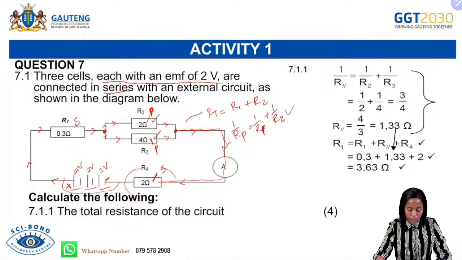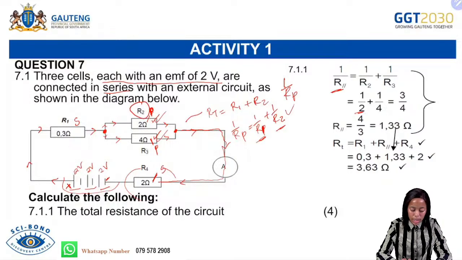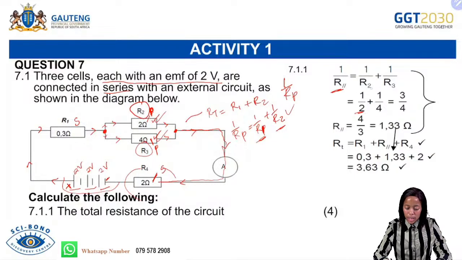So now for the total resistance, where can you start? You can start by calculating the resistance in parallel. So for the resistance in parallel, it's going to be 1 over R parallel, or 1 over RP, is equal to 1 over R1 plus 1 over R2, or you can look at what it is that you are given. In this case, we are given R2 and R3. So we can write 1 over R2 plus 1 over R3.